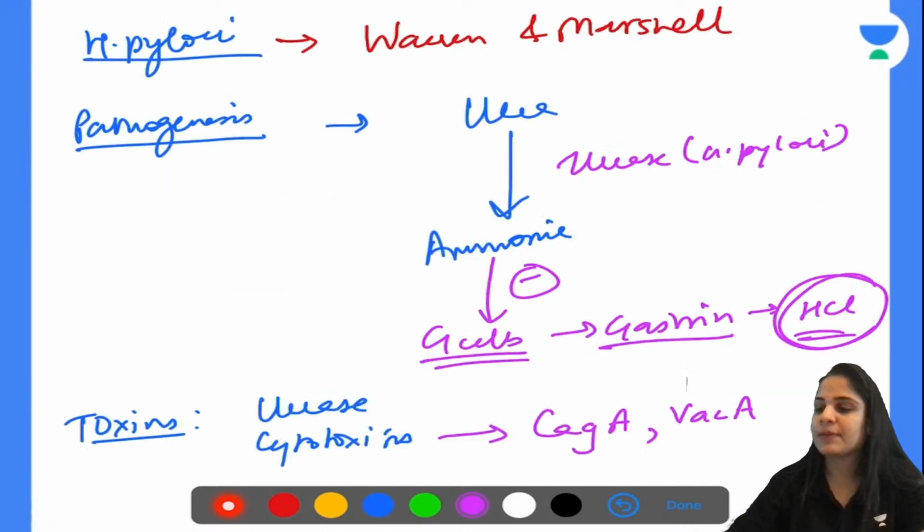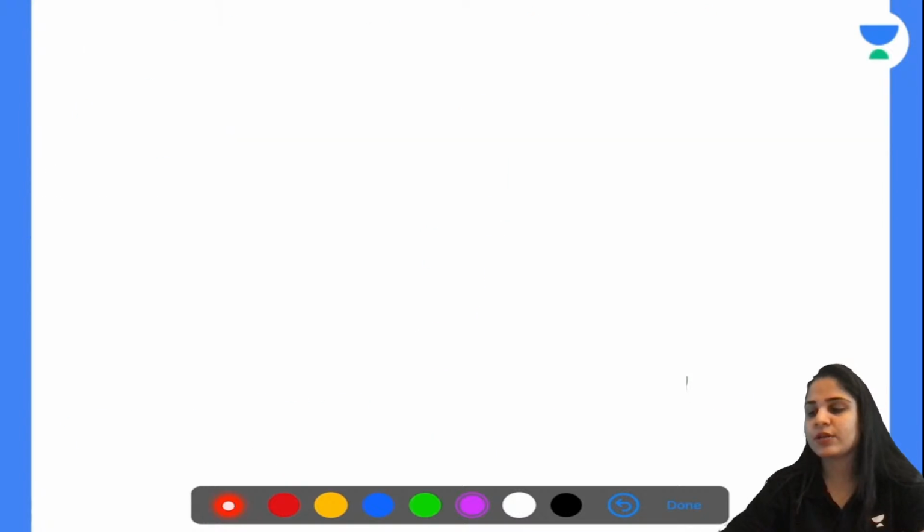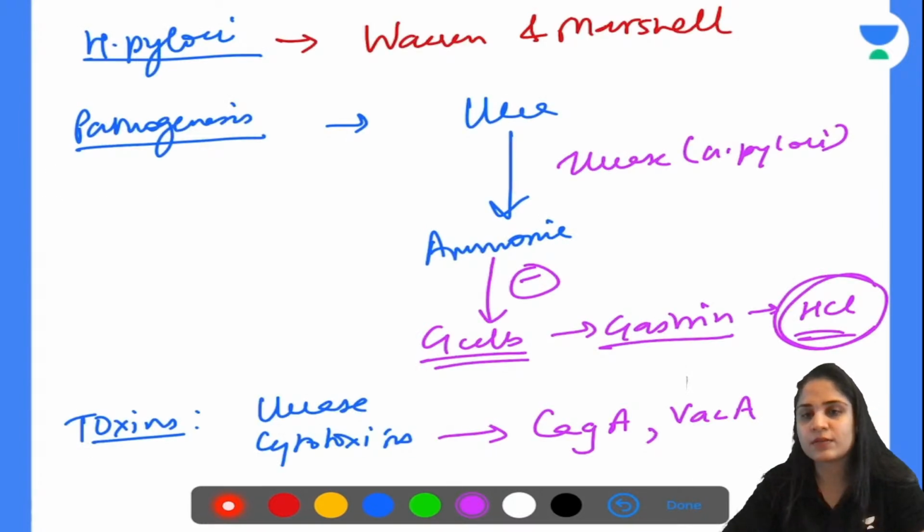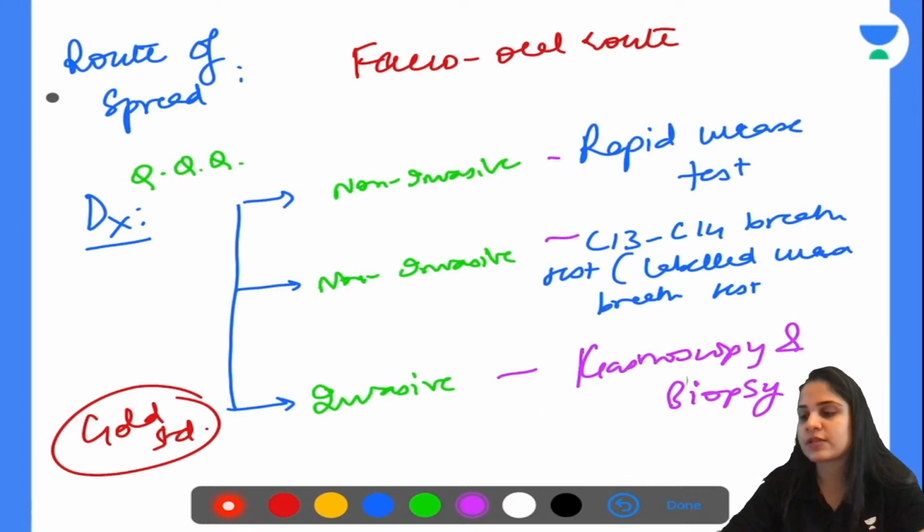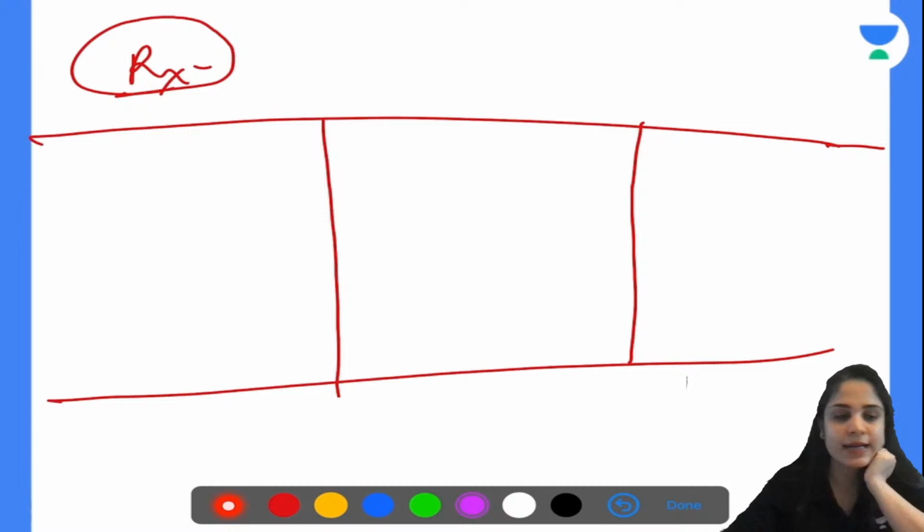So all of you who have come in late, we have been doing stomach and duodenum today. We are now discussing H. pylori, who founded it, what was the pathogenesis of H. pylori, the toxins produced, route of spread, diagnosis and treatment.